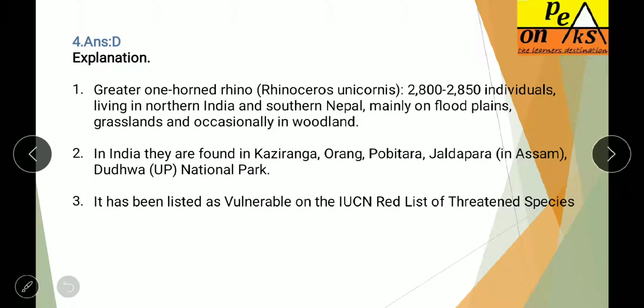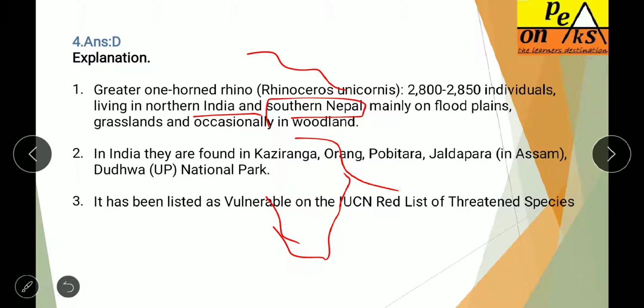The natural habitat is India as well as Nepal. Mostly the Himalayan region of India and Nepal is the habitat of this rhinoceros.